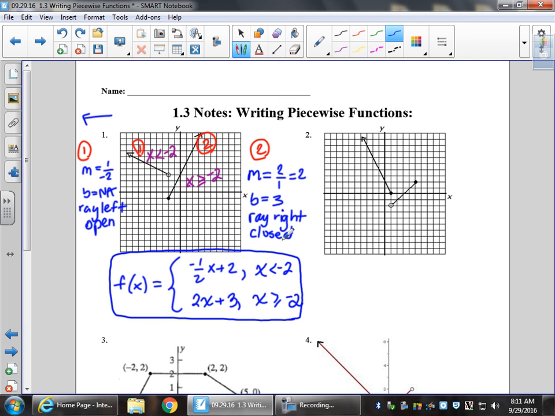Nice job. Can everyone please work on this ray on your own? We'll label that 1.